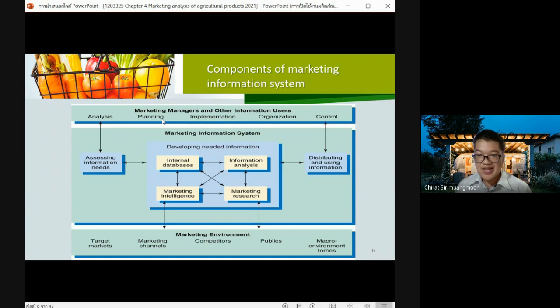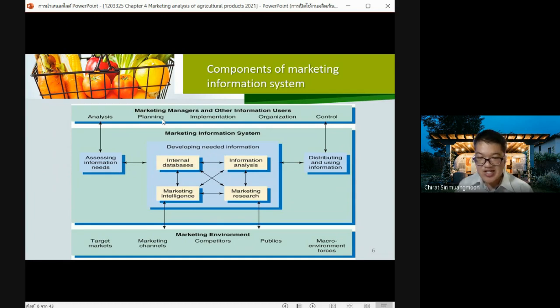Then if they analyze, plan, implement, organize, and control, they will send the data back to you again, what they want to have. So this is the cycle that you should understand about the process of MIS. Some of you might think MIS is just a program. No, it's actually not a computer program. It's a system to obtain the useful information that you want to have for developing strategies for running the business.